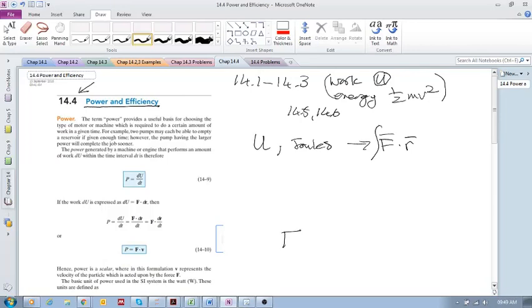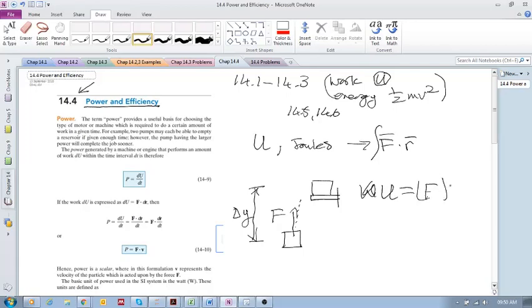Let's consider a box here, and you want to lift this box up and put it on a shelf. So the work that you do to lift that up will be, say, this force. You're applying a force there, and there's a height, delta y. So the work done, which should actually be a U, is equal to F times delta y. There's nothing new there.